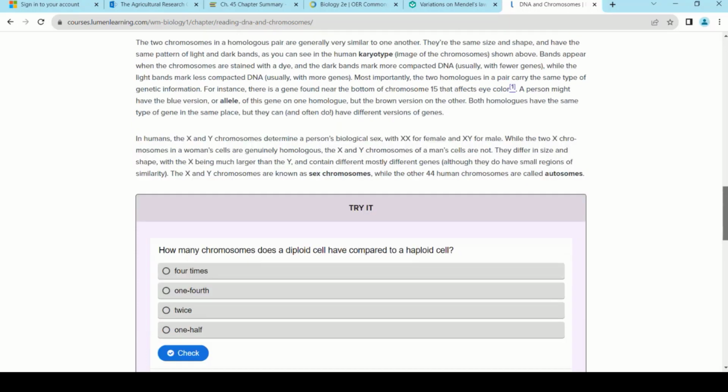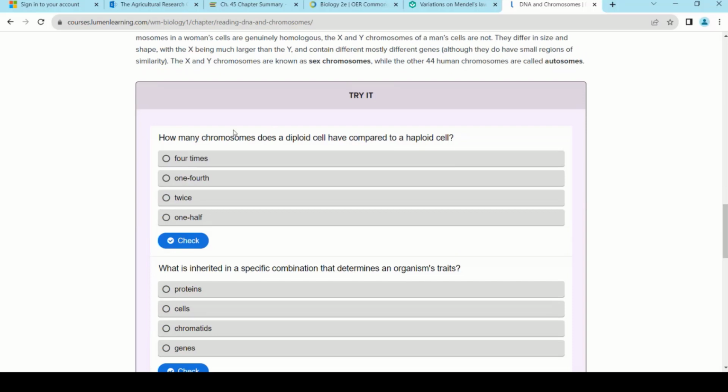And in terms of chromosomes, this is how your exam will be like this. How many chromosomes does a diploid cell have compared to a haploid cell? Either 4 times, 1/4, twice, or 1/2. Today we only have an hour, so we're going to have to move fast. Which one do you think it is? I'm looking at the chat box here.